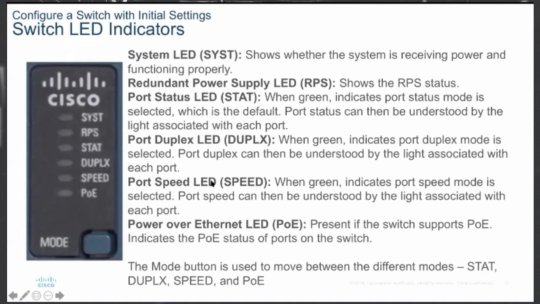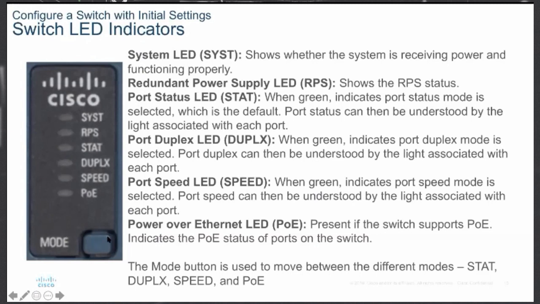and then the port speed indicates that speed mode is selected. So you can select whether you want to transmit the data at 10 Mbps, 100 Mbps, or 1000 Mbps. The last one is the power over Ethernet LED. It's present if the switch supports power over Ethernet, and the green light indicates that it has power over Ethernet enabled.